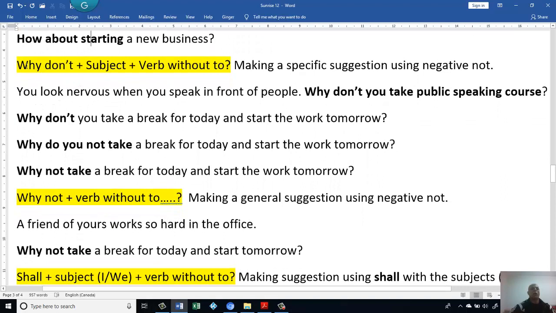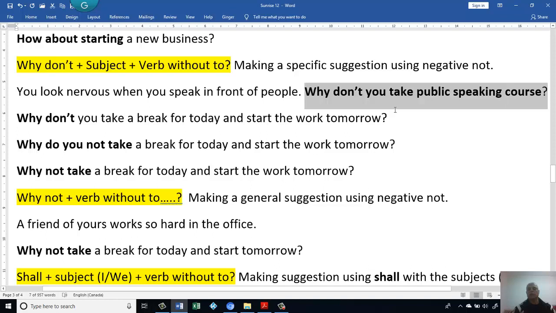Sometimes we use this kind. We say, why not? Then plus subject, then plus the verb with or to. When we make a specific suggestion using negative not, here we use not. For example, let's say here we have this example. You look nervous when you speak in front of people.